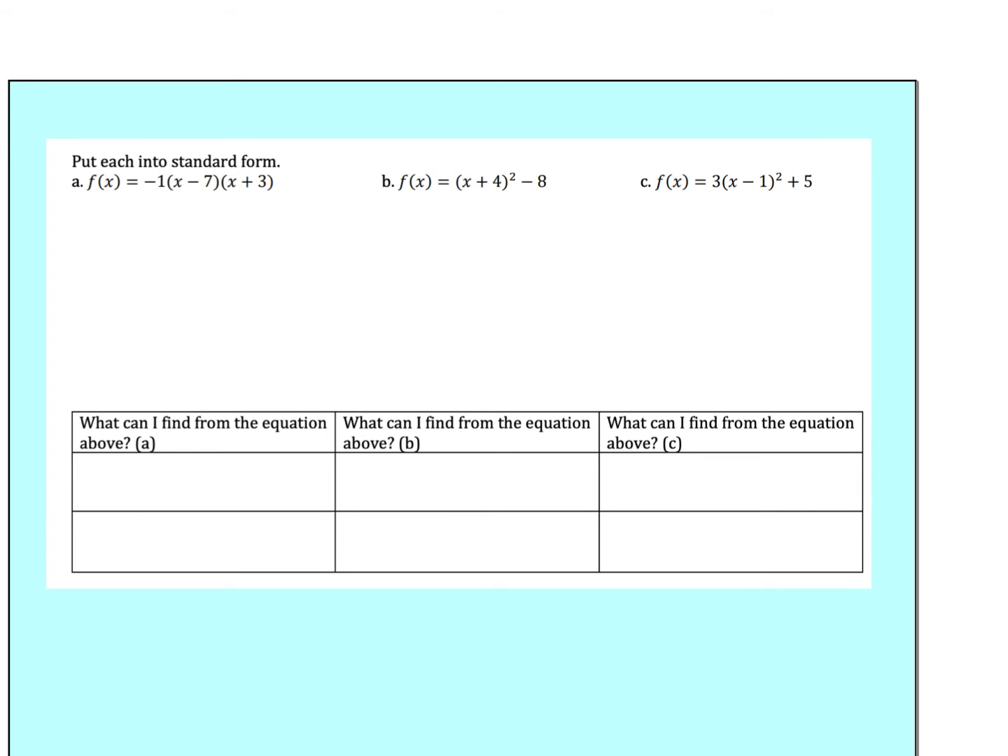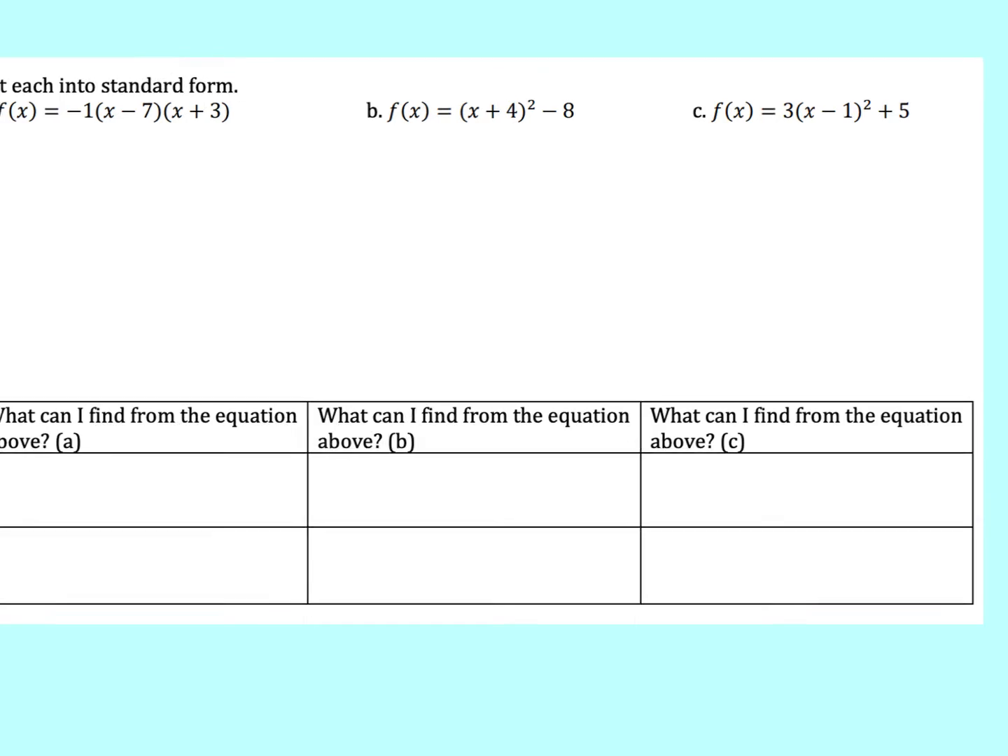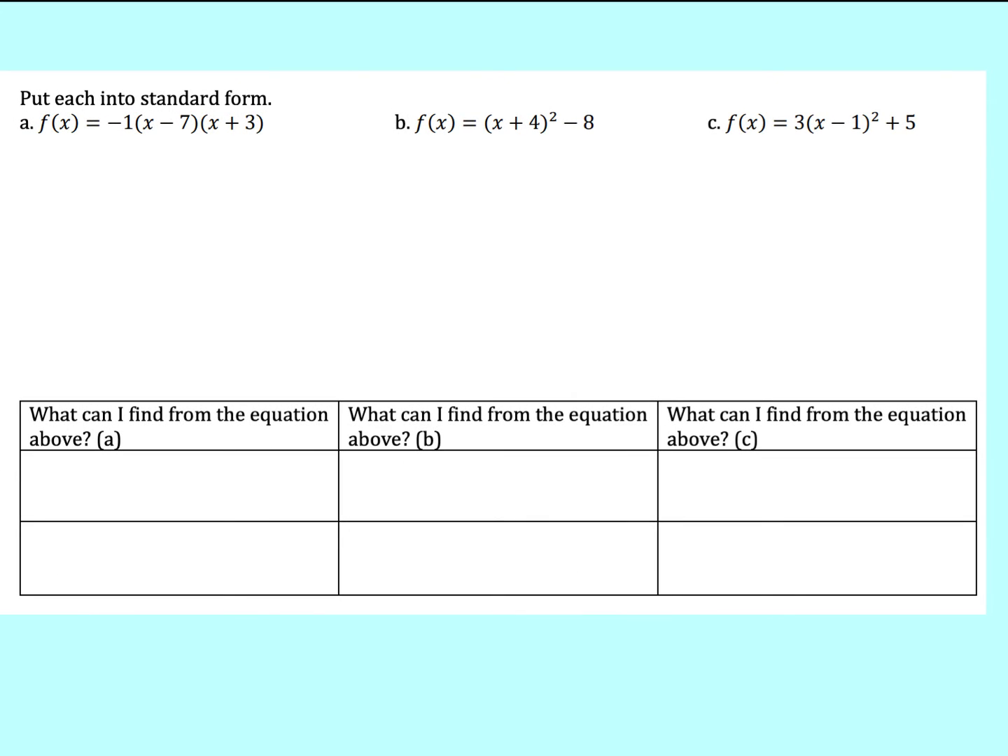Put each into standard form. That's factored form. I already have the x-intercepts. So multiply that out. Do the same for this. Do the same for this. All 3 of them. That's the number one thing I'm thinking you're going to have.